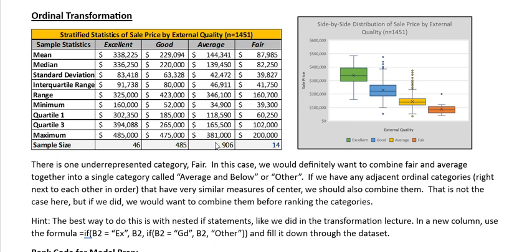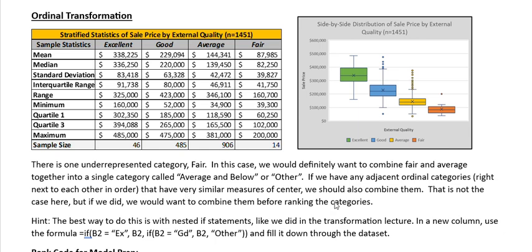Again, the other option is to delete the fair category. We've talked about the dangers of just starting to delete data, so we'll try to combine it first. Now, if you have multiple categories for the same variable that are underrepresented, you can combine those categories together in an other category. But if you don't, you'll want to choose a category that is most similar either in description or in relationship to your dependent variable. So there's one underrepresented category, fair. In this case, we would definitely want to combine fair and average together into a single category called average and below, or other.